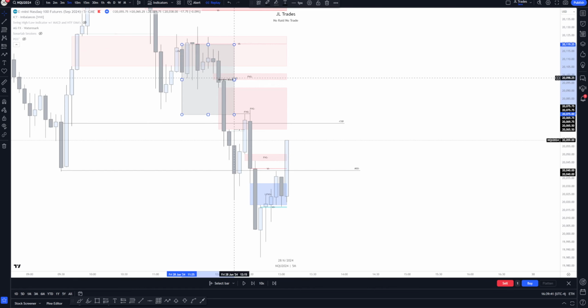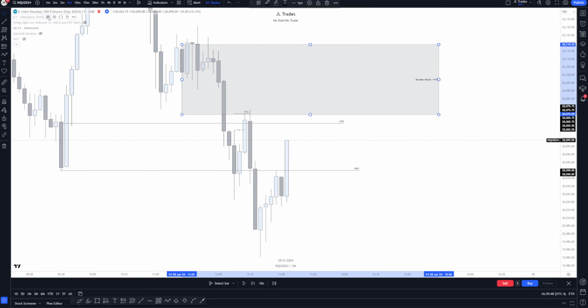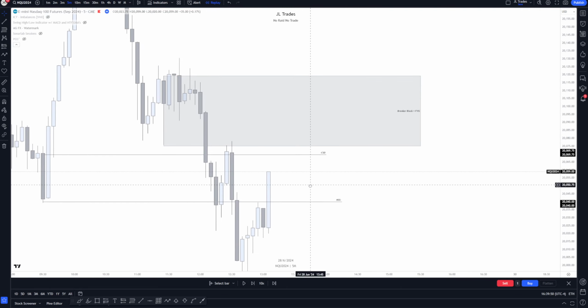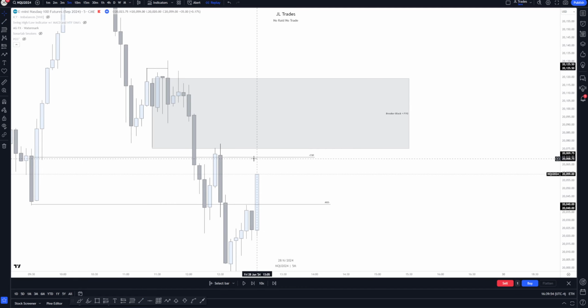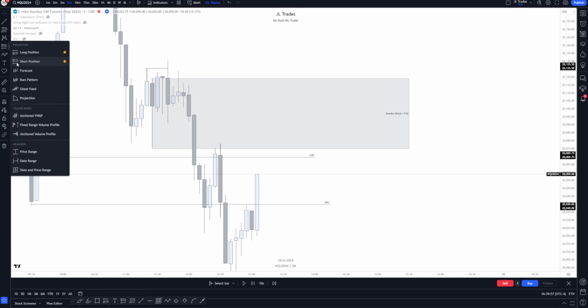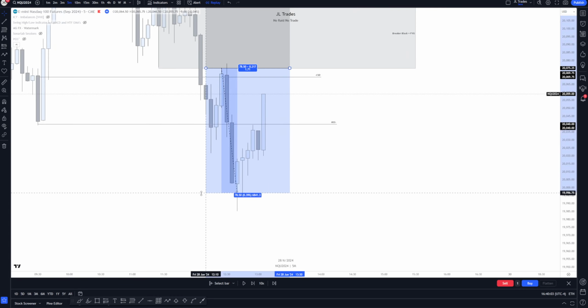that was here. That did also have a fair value gap aligned with it. That's your stop hunt. If you did take this, that's too big of a stop for me. I just don't like that.